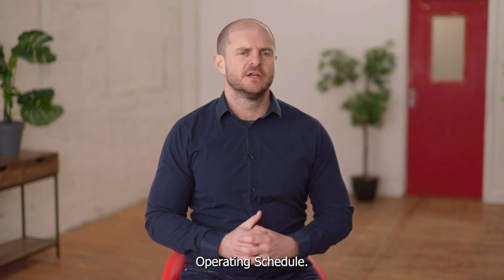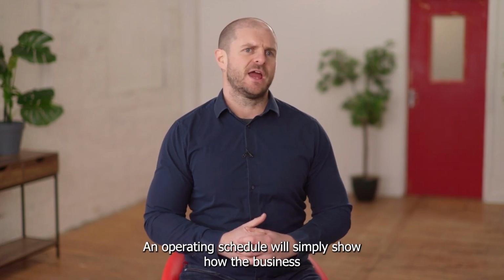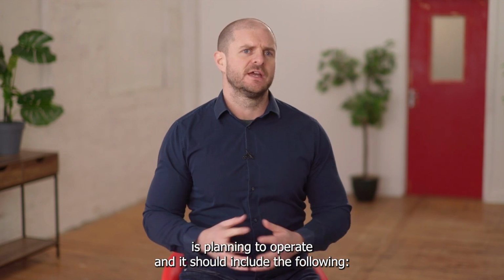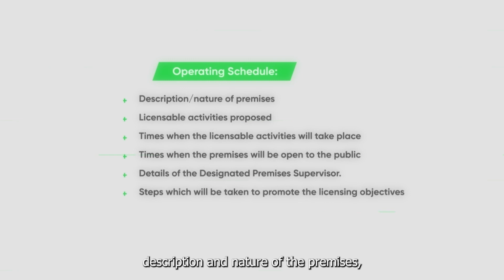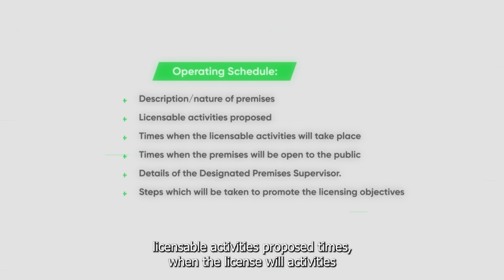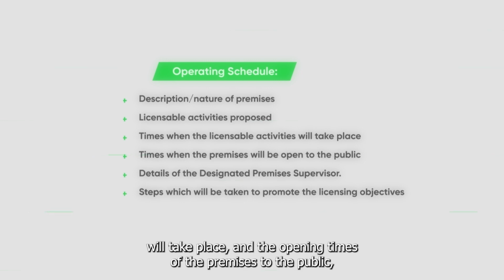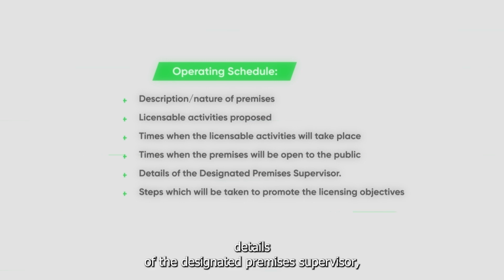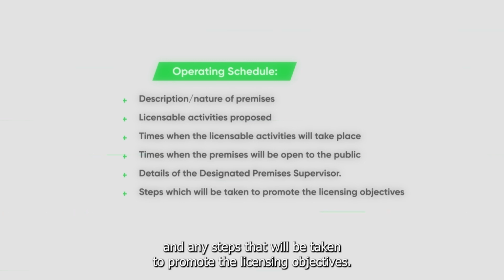Operating schedule. An operating schedule will simply show how the business is planning to operate, and it should include the following: description and nature of the premises, licensable activities proposed, times when the licensable activities will take place, and the opening times of the premises to the public, details of the designated premises supervisor, and any steps that will be taken to promote the licensing objectives.